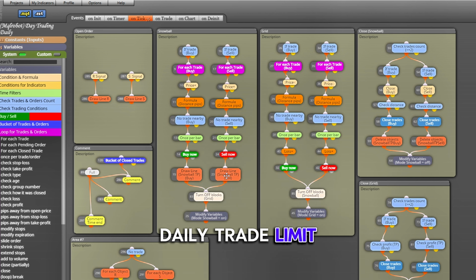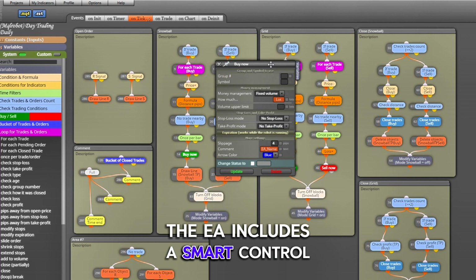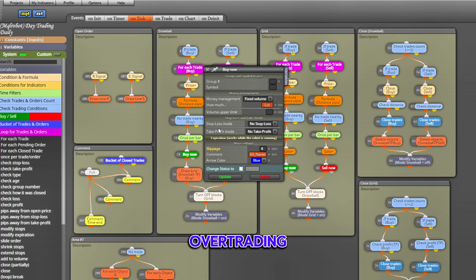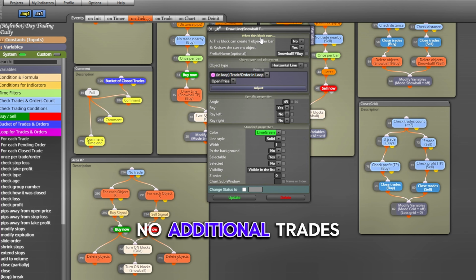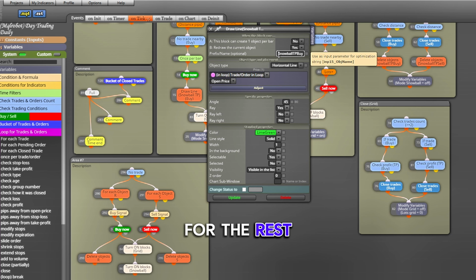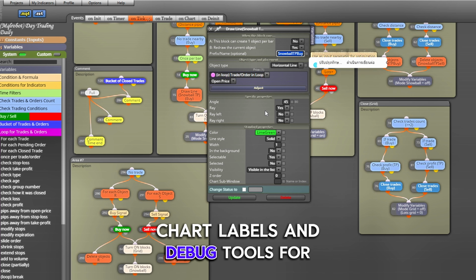Daily trade limit. The EA includes a smart control mechanism to prevent overtrading. Once a buy or sell trade is placed and closed, no additional trades in that direction will be opened for the rest of the day. Chart labels and debug tools.